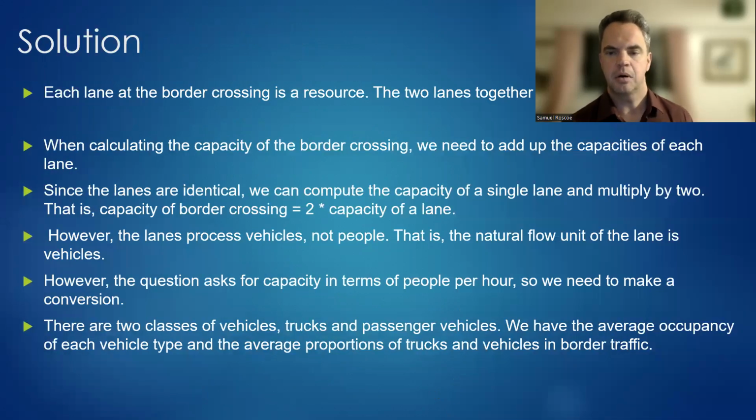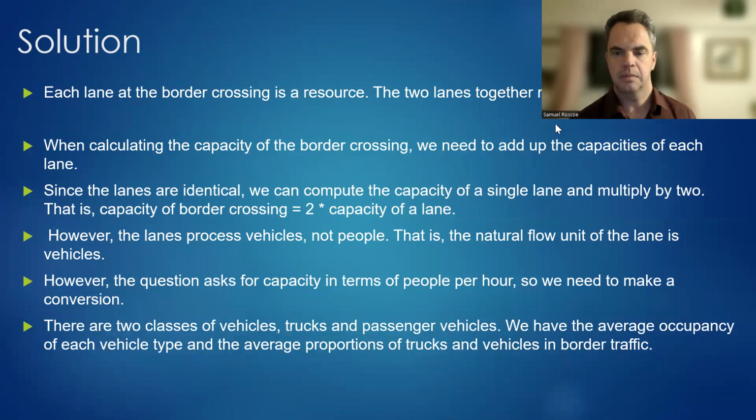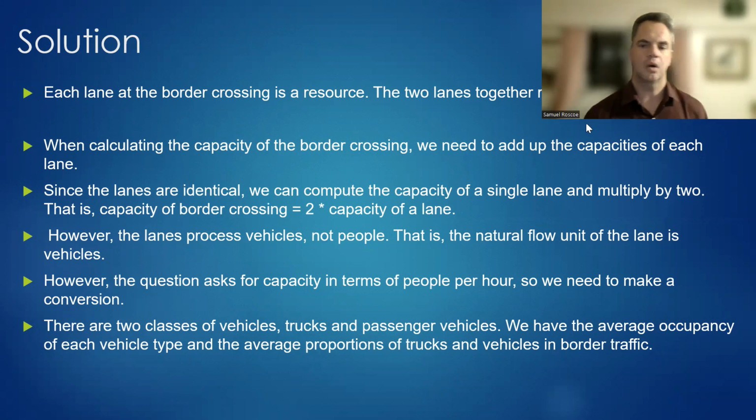So each lane of the border crossing is a resource. The 2 lanes together represent a resource pool. Okay, so 2 resources together. When calculating the capacity of the border crossing, we have to add up the capacities of each lane. Since the lanes are identical, it makes this a bit easier. We can compute the capacity of a single lane and multiply it by 2. That is, the capacity of the border crossing equals 2 times the capacity of a lane.